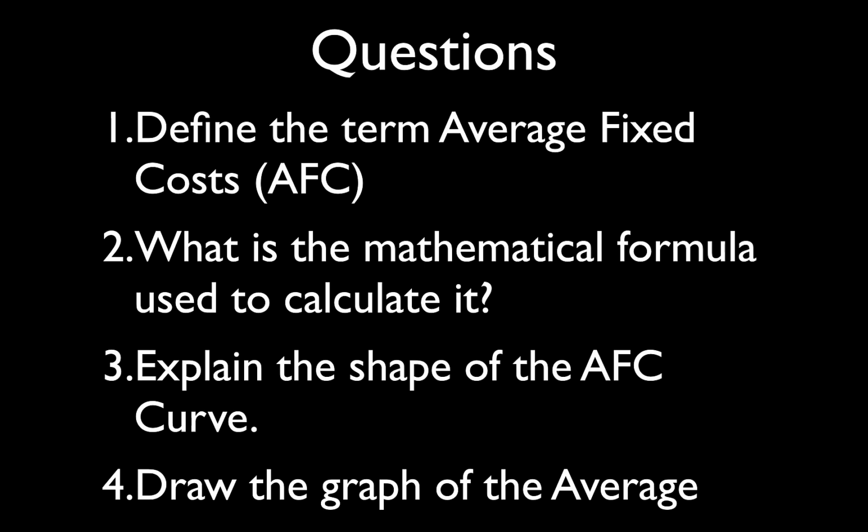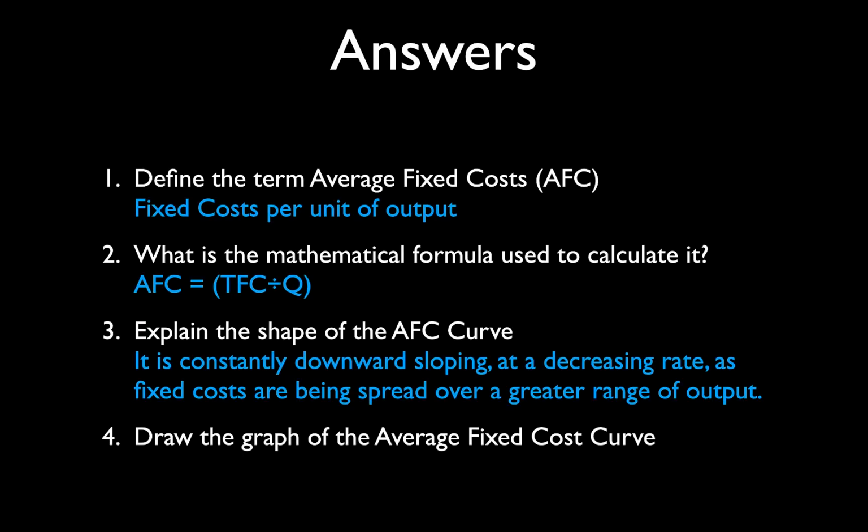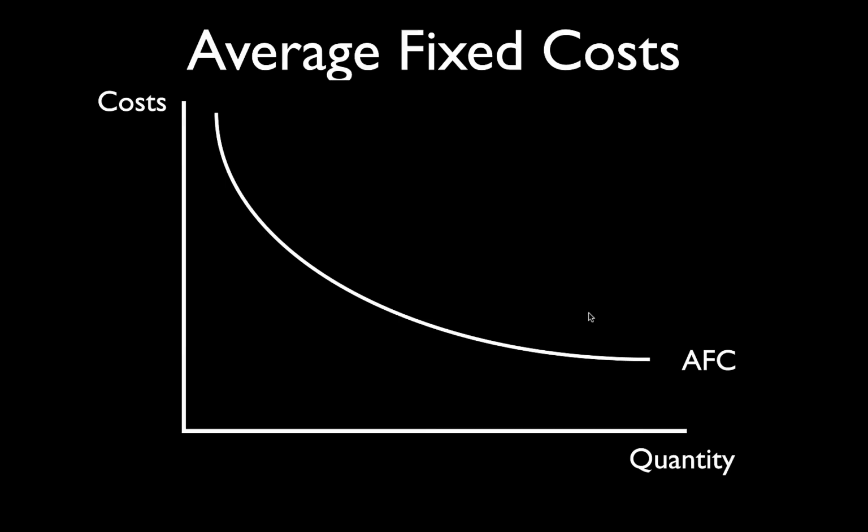Okay, well, I hope you had a chance to do that. So now what I'm going to do is I'm just going to put up the answers here. So first thing is define the term average fixed cost. It's fixed cost per unit of output. How is it measured mathematically? Total fixed cost divided by quantity. Explain the shape of the AFC curve. It is constantly downward sloping at a decreasing rate as fixed costs are being spread over a greater range of output. That is a wonderful sentence. Each of these are wonderful sentences that you could put in to a perfect answer. Now draw the graph. It is that there simply.